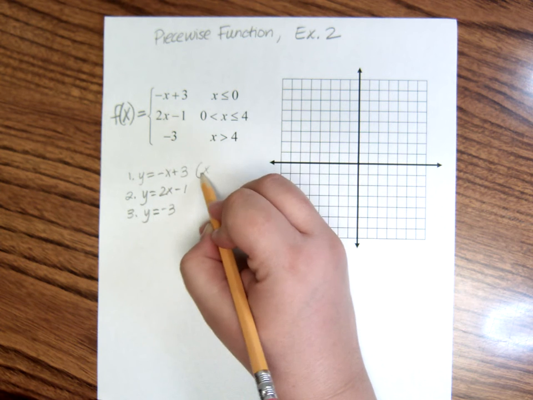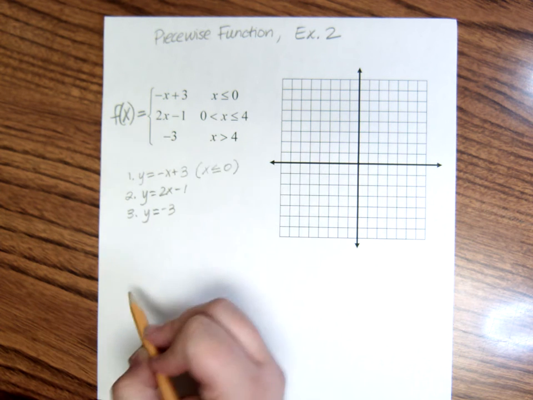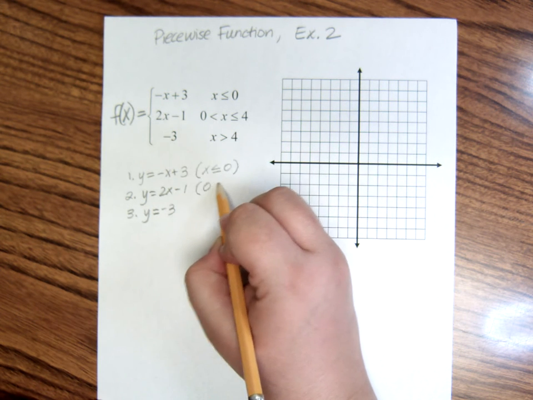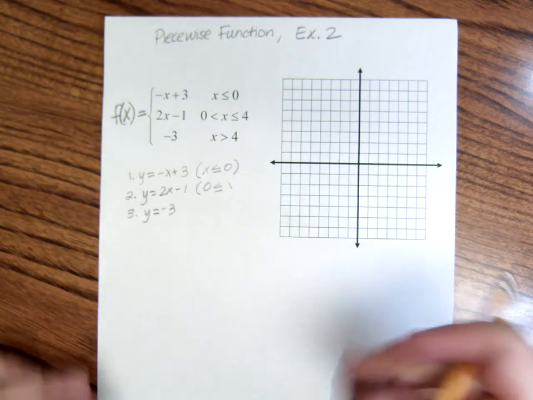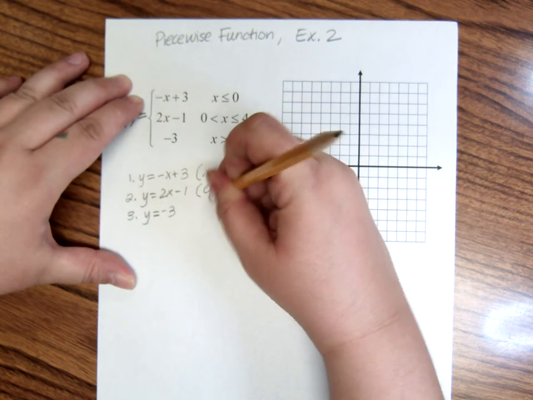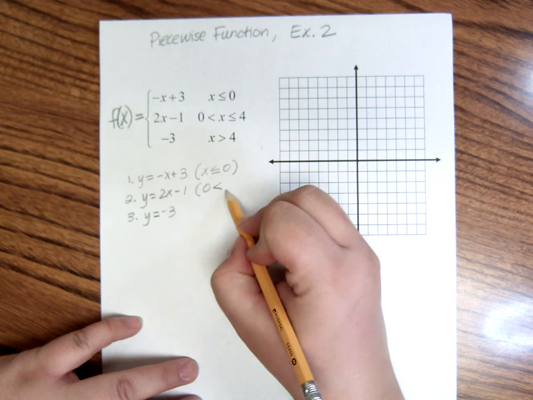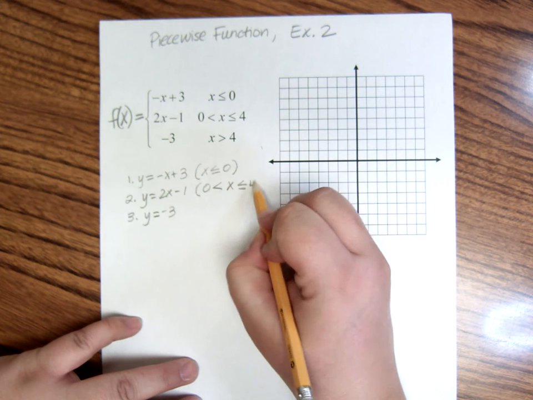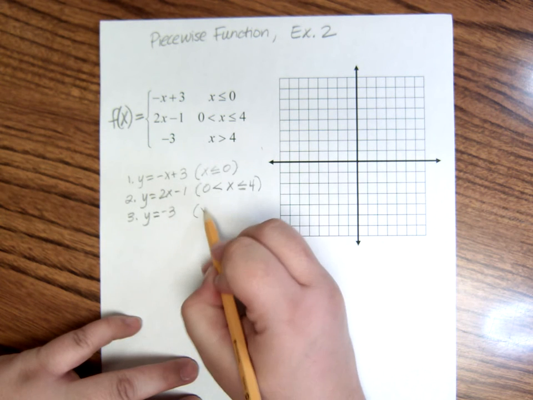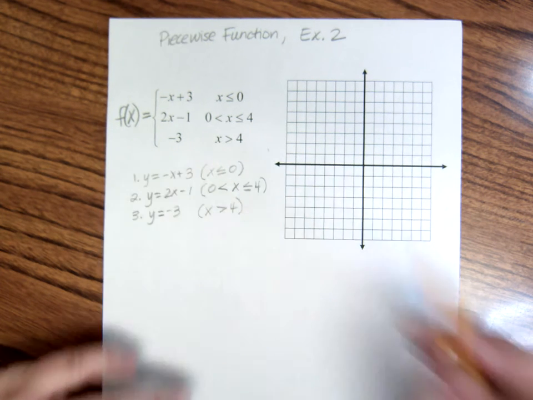And this one's only good for x values less than or equal to 0. This one's only good for x values between 0 and 4, and including 4 but not including 0. It's just plain less than on this side, but includes 4 on that side. And this one's good for x values greater than 4.